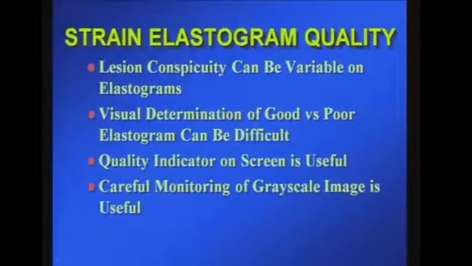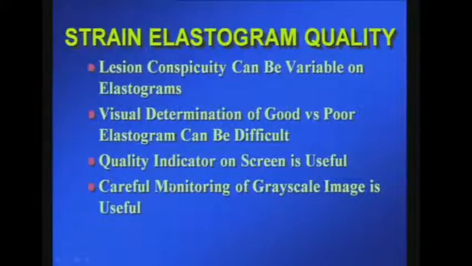So let's move on to elastogram quality. Lesion conspicuity can be variable in elastograms and is not an indicator of how high quality the elastogram is. Visual determination of whether the elastogram is good or poor can be quite difficult, especially in borderline cases, and you really don't want to be using poor quality elastograms because they can give you very erroneous results. So a number of manufacturers provide a quality indicator on the screen, which is very useful.